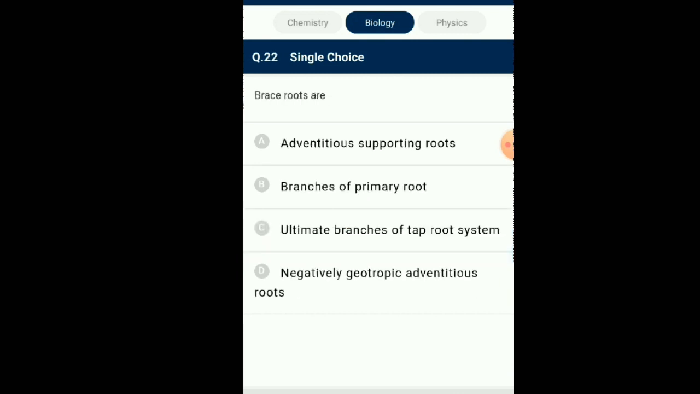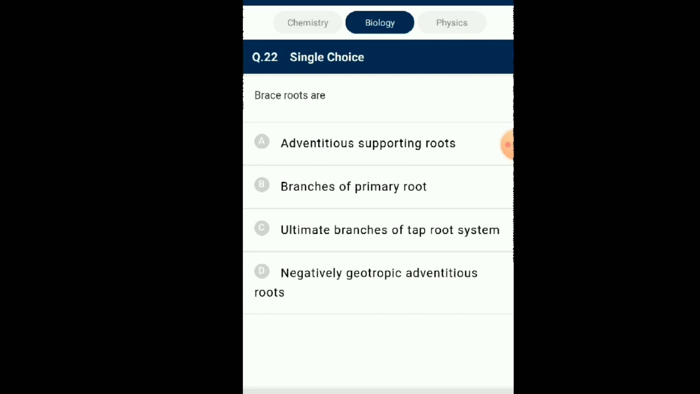Question number 22. Brace roots are. There are three types of root systems such as taproot system, fibrous and adventitious root system. The taproot system is more common in dicots. The primary root is formed from the radicle and persists over a long time. The fibrous root system is more observed in monocots, where the primary root is short-lived and replaced by a number of fine fibrous roots developing from the base.